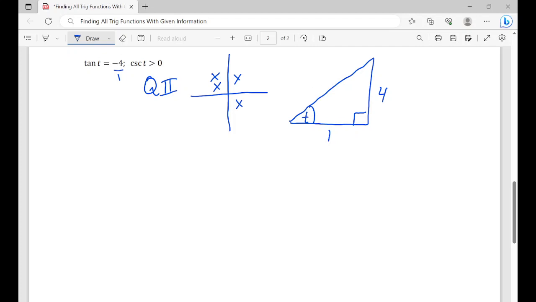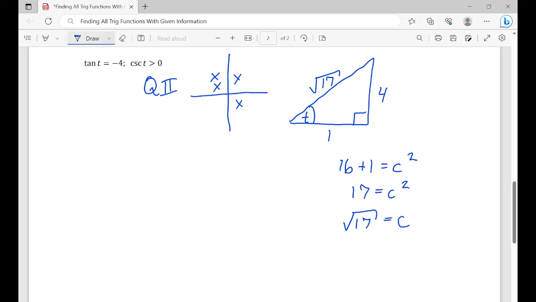Now we got to find the hypotenuse. So that's going to be 16 plus 1 equals c squared, because that's 4 squared plus 1 squared. So we add these together, we're going to get 17 equals c squared. And then square root both sides, and we're going to get square root of 17 equals c. Again, we disregard the negative here because distances can only be positive. So our hypotenuse is square root of 17. Now that we have this, we can figure out what all of the other trig functions are.